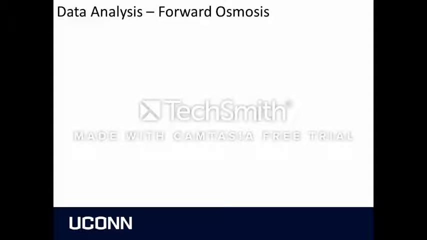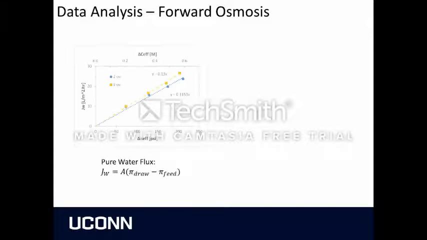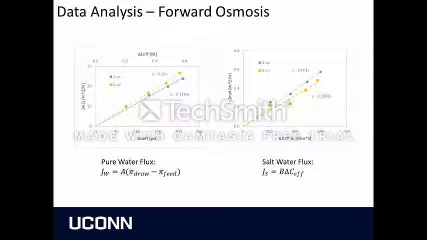For forward osmosis, the change in mass of the draw solution was used to calculate the pure water flux across the membrane. The pure water flux was plotted versus the effective osmotic pressure gradient in order to determine the hydraulic permeability constant of the membrane, A, which is the slope of this line. Next, the salt water flux was calculated using the change in conductivity of the feed solution. The salt flux was plotted against the effective concentration gradient to determine the solute permeability constant.